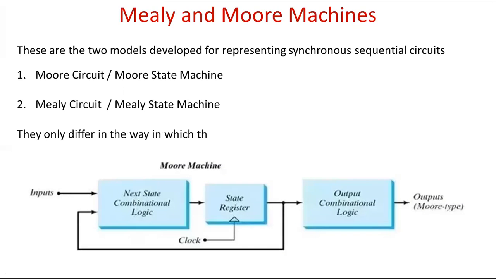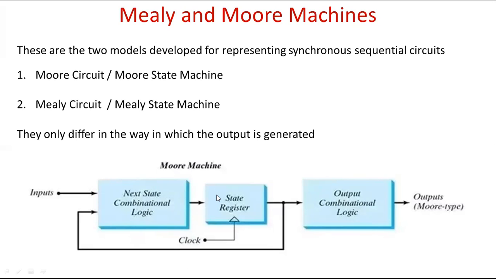As we know, the sequential circuits consist of the combinational circuits and a block of memory. So here we have a block of memory which is nothing but registers. We know that the registers are made up of flip-flops.